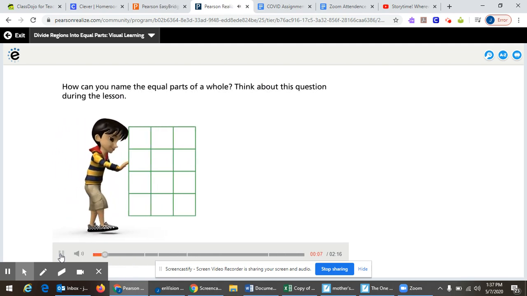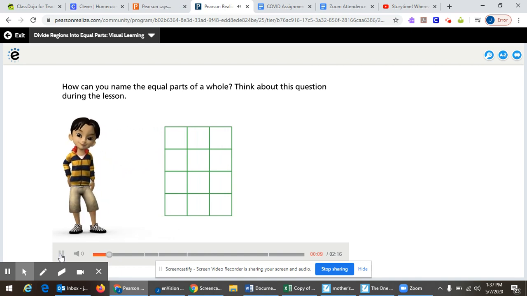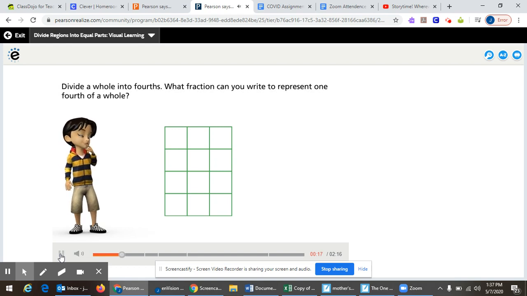How can you name the equal parts of a whole? Think about this question during the lesson. Divide a whole into fourths. What fraction can you write to represent 1/4 of a whole? Let's take a look.